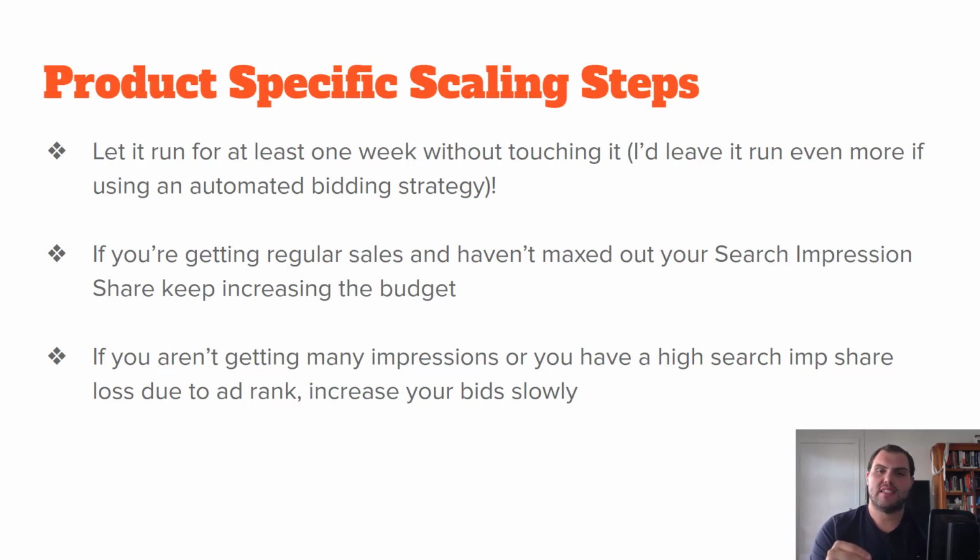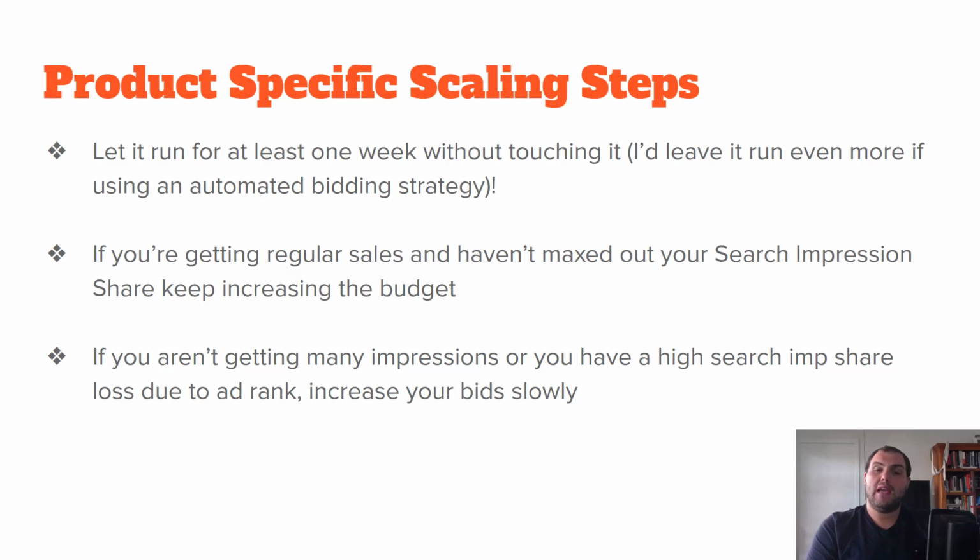If you're getting regular sales and you haven't maxed out your search impression share, keep increasing that budget. Keep putting it up $20, $40, $50, whatever it is. Increasing the budget in Google doesn't make it freak out quite as much as Facebook, I find, because it's based on search impressions, okay? So it might freak out for a day or two, but it shouldn't be too bad. But try and do it frequently, guys, and either do tiny chunks somewhat frequently or do big chunks less frequently, okay? And then just monitor it again for a week.